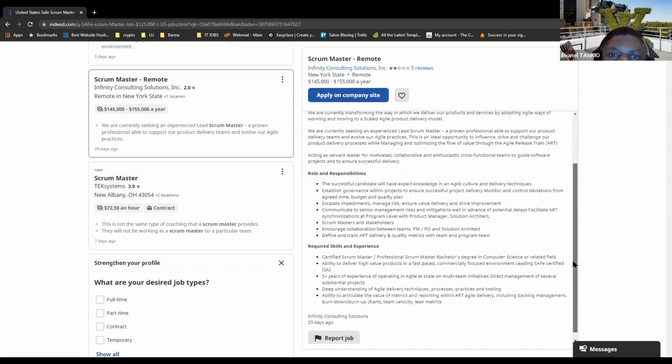Okay. So, role and responsibilities. The successful candidate will have expert knowledge in an agile culture and delivery techniques, establish governance within projects to ensure successful project delivery, monitor and control deviations from agreed time, budget, and quality plan, escalate.